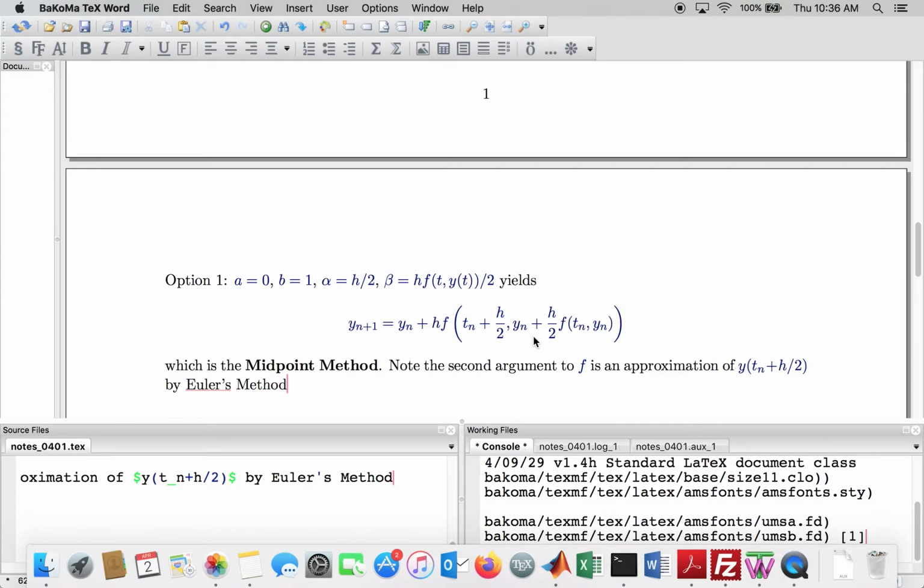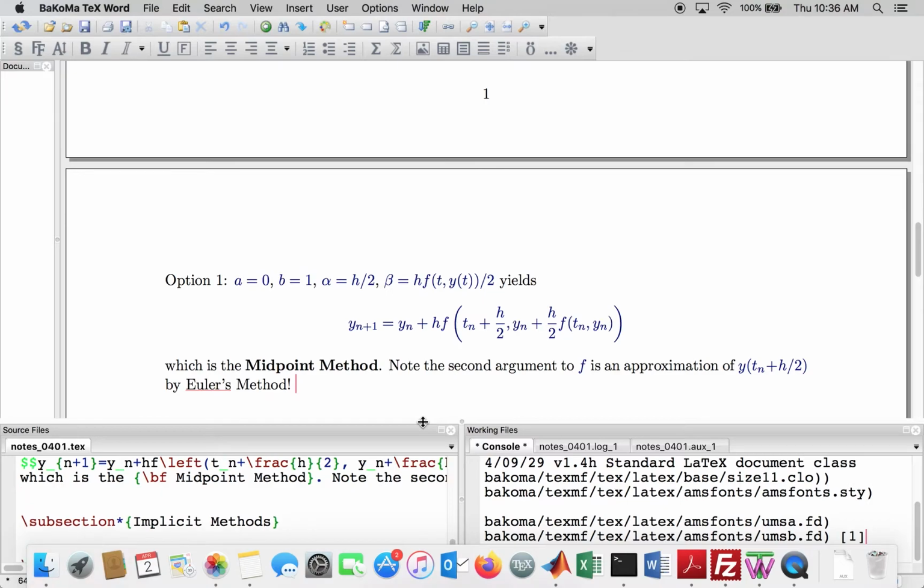If you use Euler's method with a time step of h over 2, then this is Euler's method approximating the solution at the midpoint in time. So this is plugged into f, so you have this time and then the approximate solution at this same time. It's like using a midpoint rule for integration, which was covered last semester, to approximate y at tn plus 1. So that's one option.